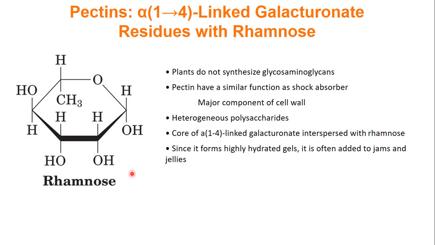Now let's move on to pectins, which are alpha-1,4 galacturonates that have rhamnose randomly spread in there. So plants don't make these glycosaminoglycans. Rather, they use pectin as their shock absorber, and it will also be a component of their cell wall. These are heterogeneous polysaccharides, and so you have alpha-1,4 linked galacturonate with these rhamnose molecules interspersed. And it's kind of the same idea here.